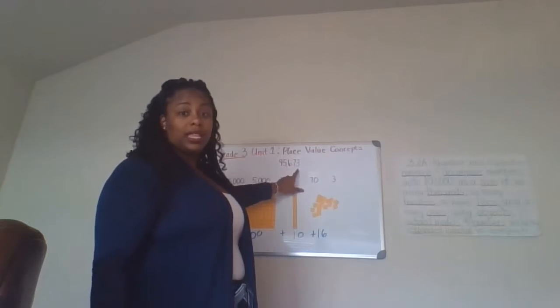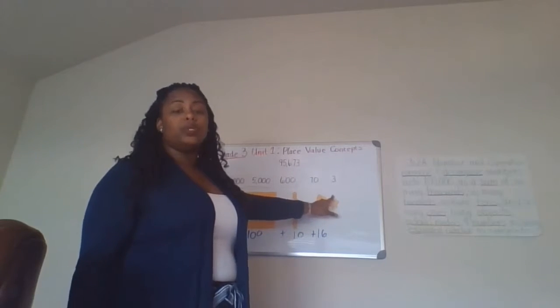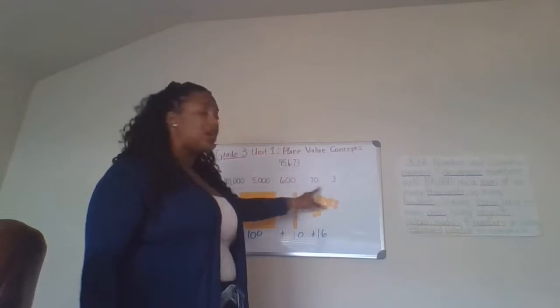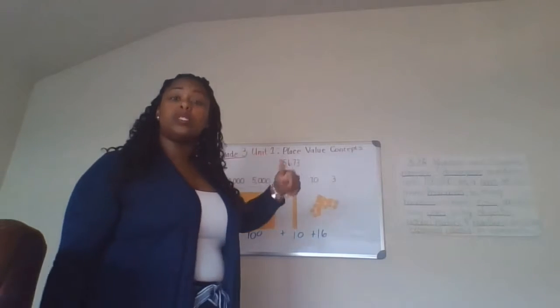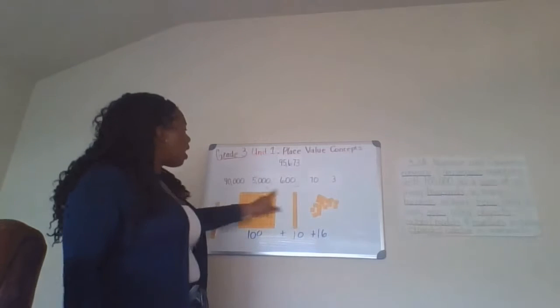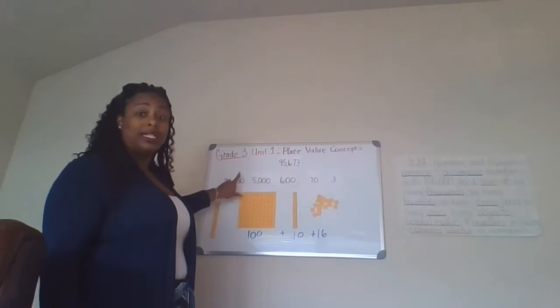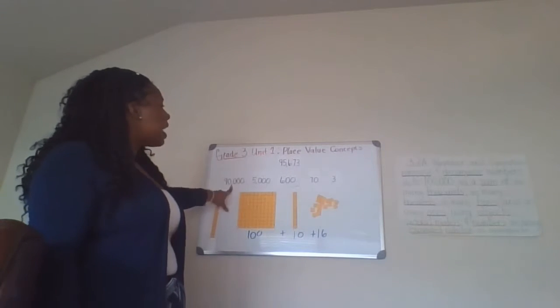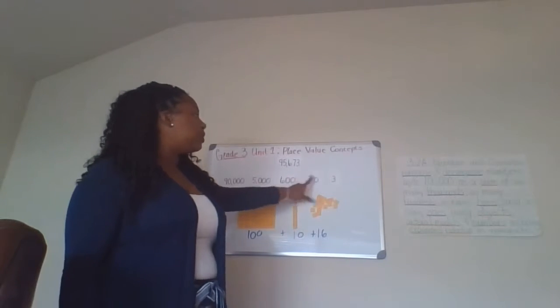Whatever that number is, they will compose it using the cards that were provided. So if I were a student, I would have had to dig through the stack, but for the sake of time, I have already pulled out the numbers that I need. So ideally, the students will compose 9,000 plus 5,000 plus 600 plus 70 plus 3.